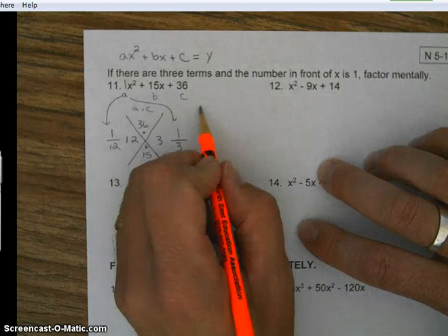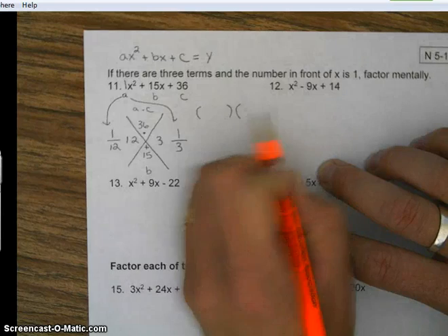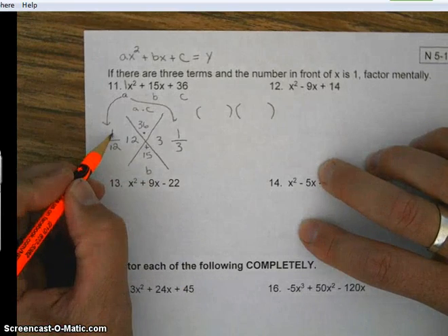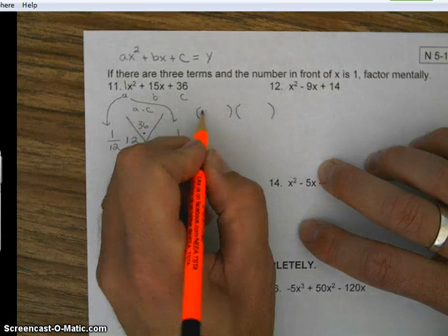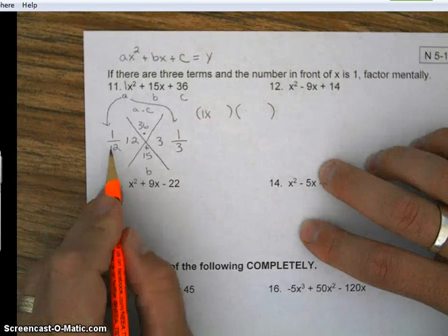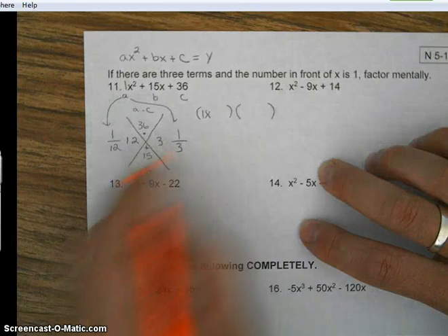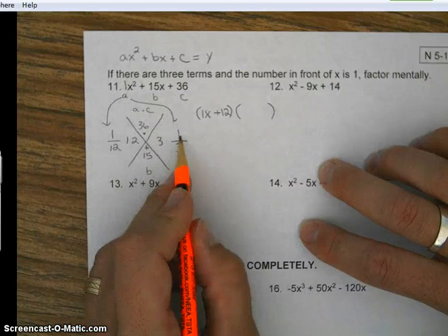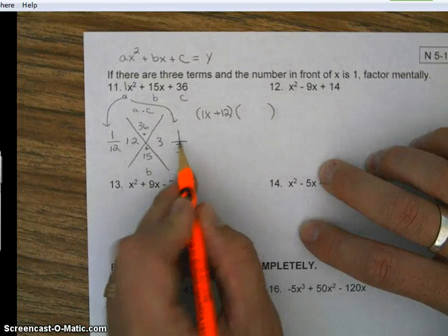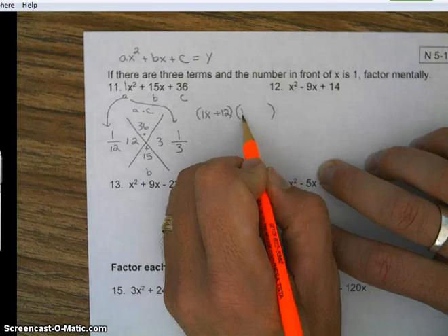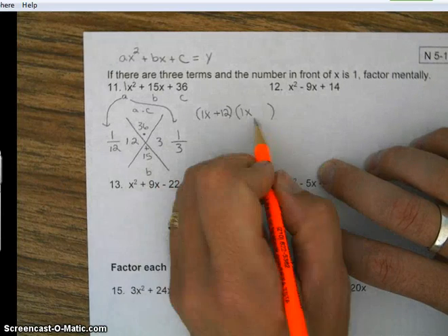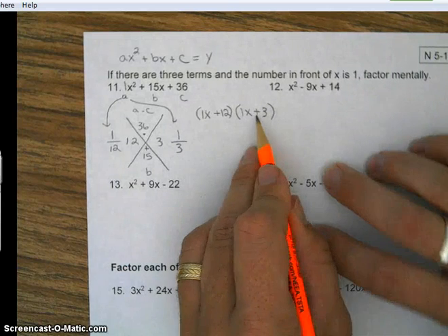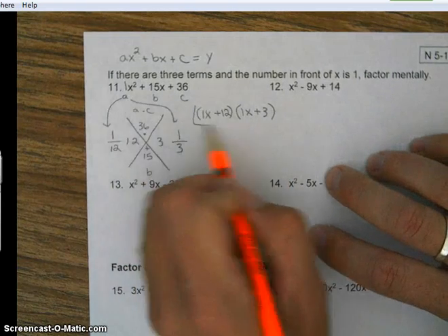So the answer is going to be 1x, and this is a positive 12, so plus 12. 1x, doing the other one, 1 goes with the variable, plus 3. Now if this had been a negative 3, it would be minus 3. And so these are your factors.